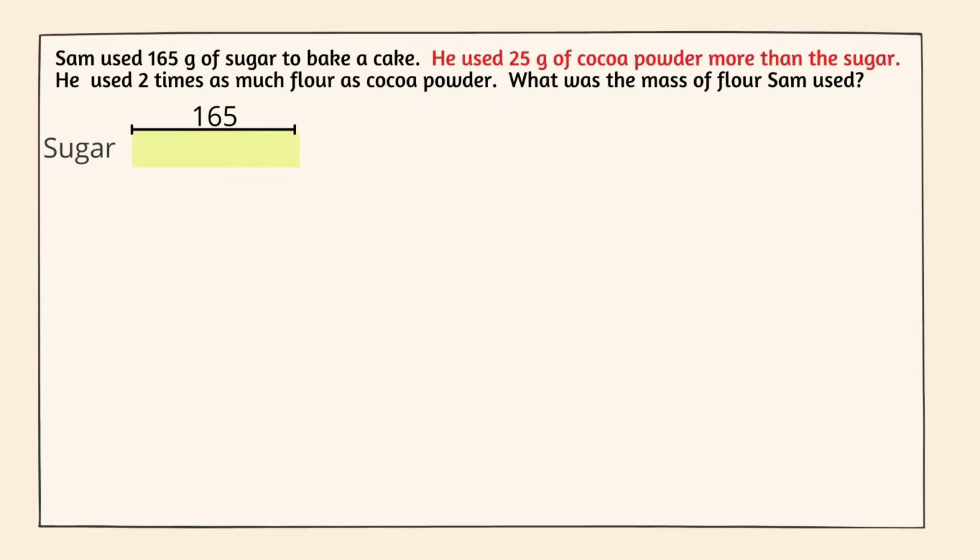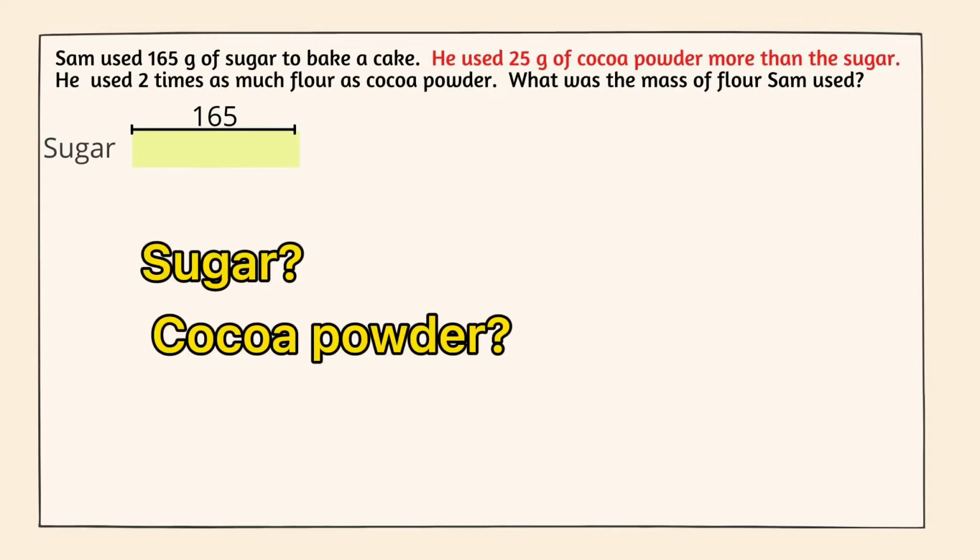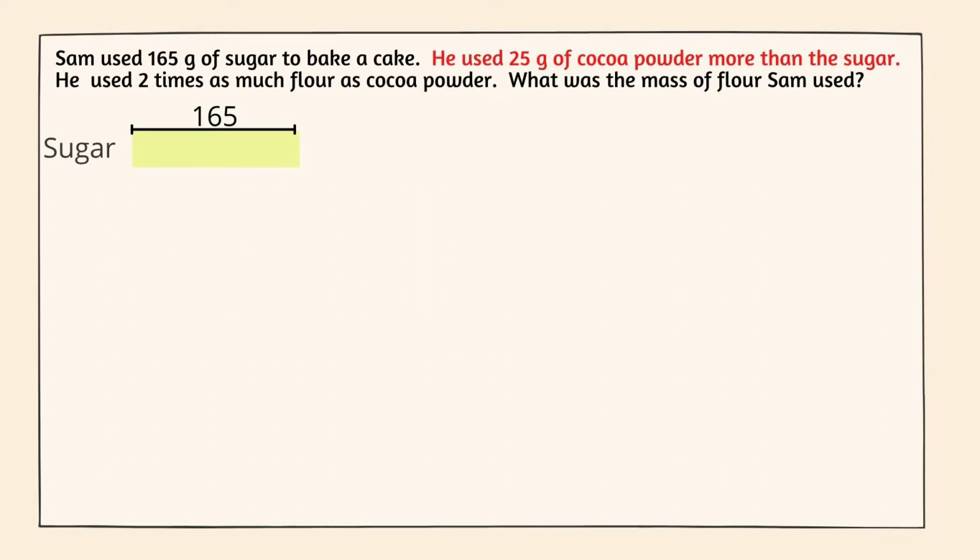Then, second sentence. He used 25 grams of cocoa powder more than the sugar. From this sentence, can you tell which item is being used more by Sam? Cocoa powder, correct? So we need to draw a longer bar for cocoa powder. And the difference is 25 grams.